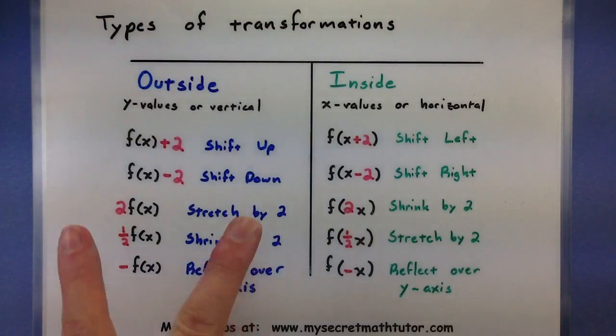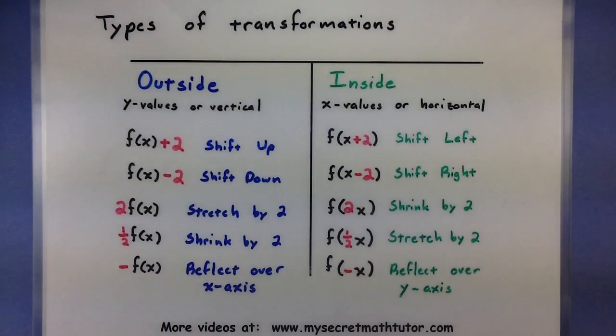Also keep in mind that anything we do to the outside of our function will affect it in the vertical direction, or we'll start messing around with those y values. If we have an inside transformation, this will affect it in the horizontal direction, and then we'll start messing around with the x values.